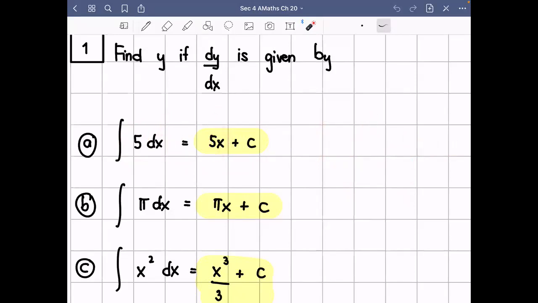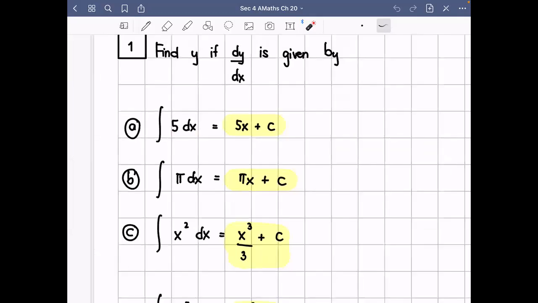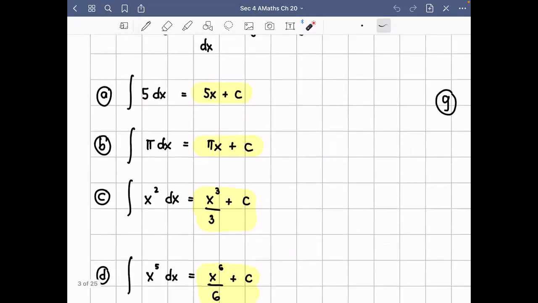Now let's have another example. Let's have letter b. For letter b, the antiderivative of pi is equal to, obviously, pi x plus c. So these are my two constant examples. You just add x, and then that's it, and then plus c. Don't forget your plus c. So it's not that hard.